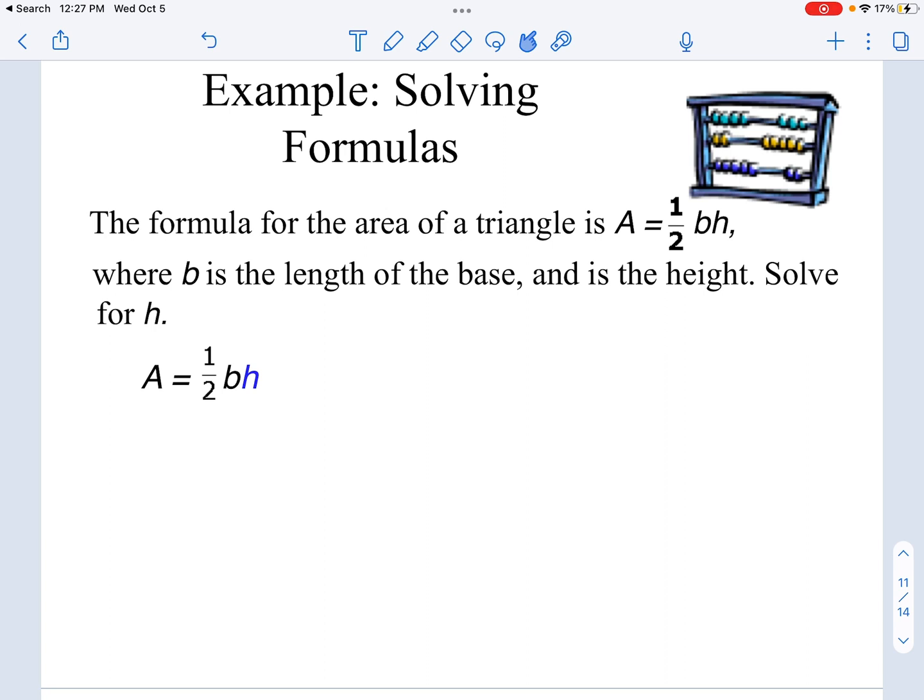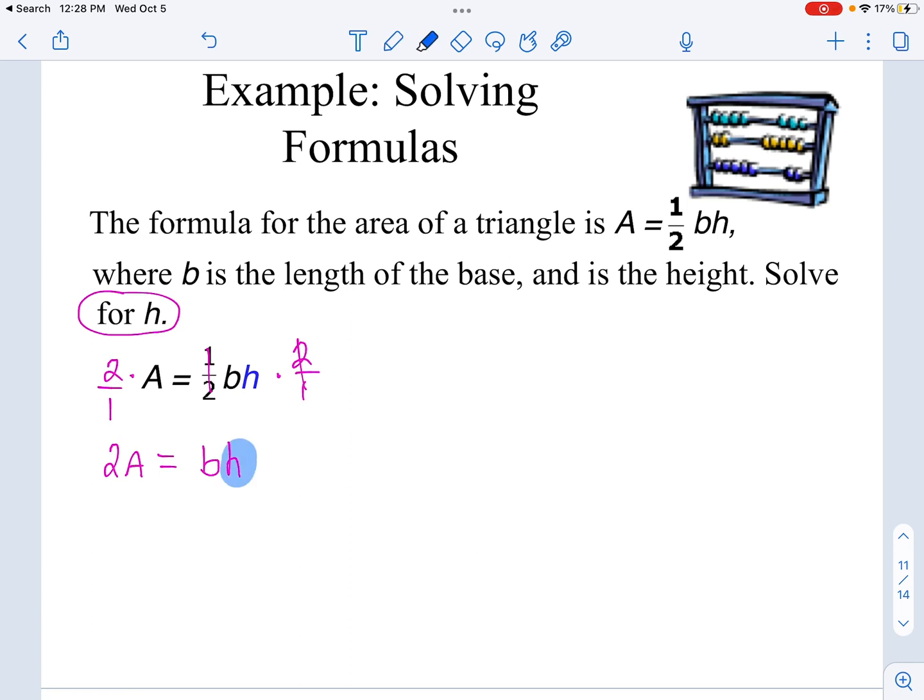So in this example, you're going to use the area of a triangle where B is the length of the base and H is the height to solve for H. All right, so H is already in a different color here. So the first thing I am going to get rid of is the fraction. So I'm going to multiply by the reciprocal, which is 2 over 1, and that's going to cancel my fraction. 2 times A is going to give you 2A equal to B times H.